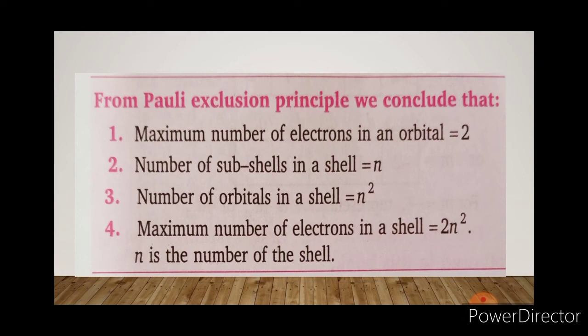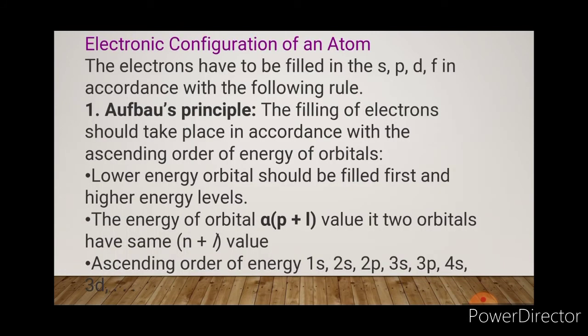Number of subshells in a shell: if the number of the shell is n, then the number of subshells will be the same n. For shell 1, subshell 1. For shell 2, subshells will be 2. For shell 3, subshells will be 3. Number of orbitals in a shell, n square. Maximum number of electrons in a shell, 2n square, and n is the number of the shell. This was all about Pauli's exclusion principle.